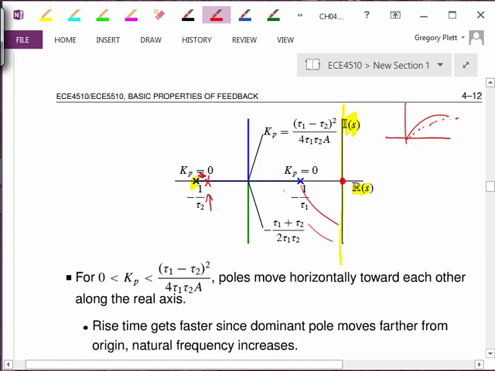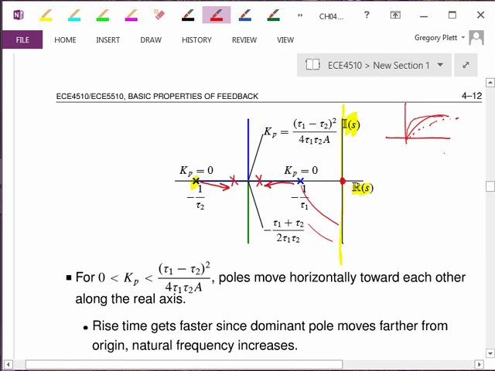If I increase K a little bit more, I move the pole farther, and it'll move out here. Those two poles will start moving close to each other. It'll move there. And that's going to make my response even faster. My dominant pole, still closest to the origin, is going to be farther away from the origin, and so it's going to be faster, and I'll get better response from this system.